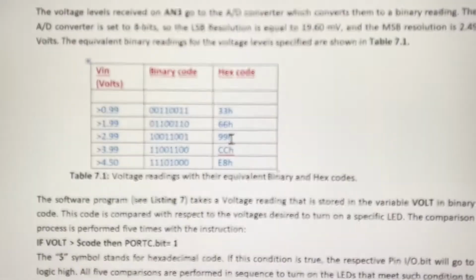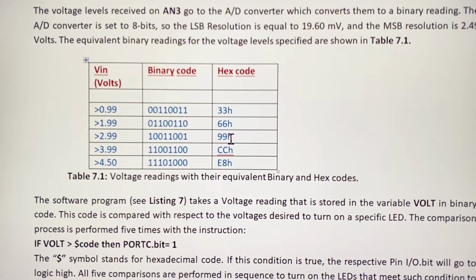In this truth table, you will see that the input voltage is greater than 0.99, and 0.99 is based on this code, because we are working at 8 bits. So this is 20 millivolts, 40 millivolts, according to the binary weight: 20, 40, 80, 160, 320, and 640. The sum of these voltages is equal to 990 millivolts.